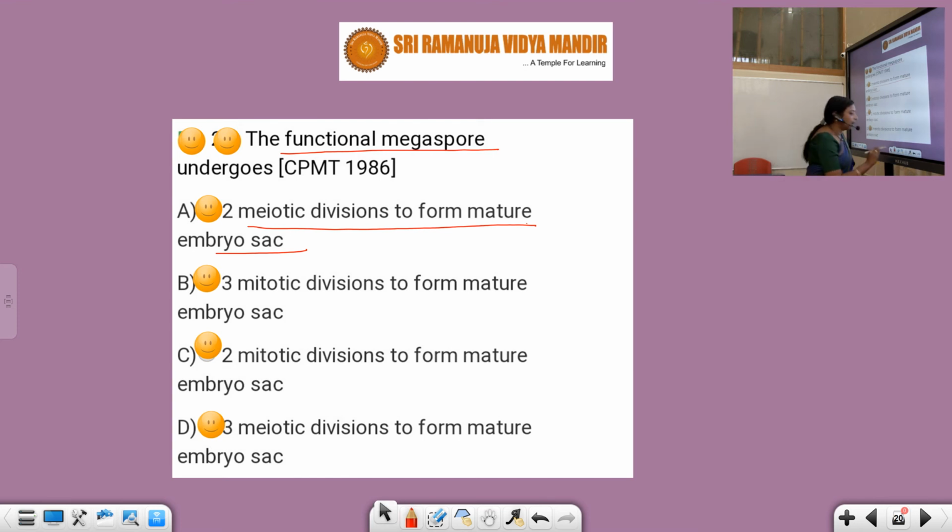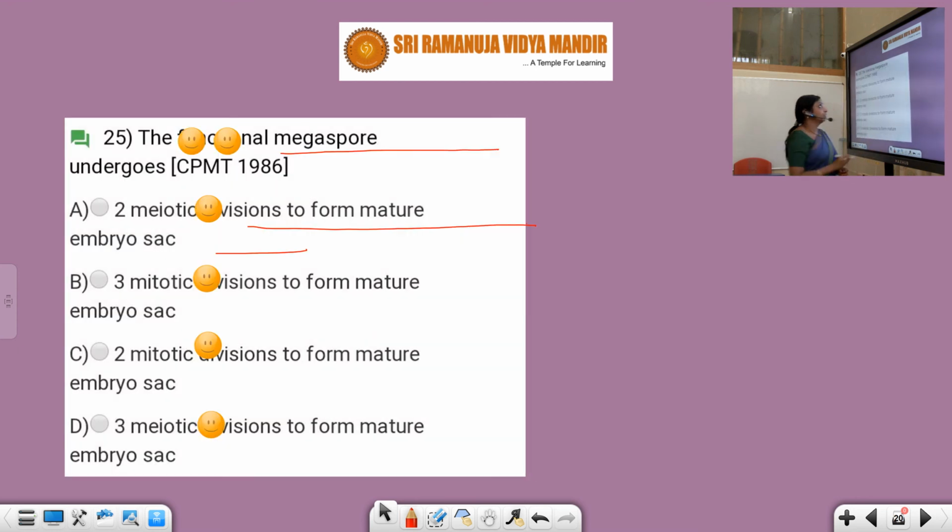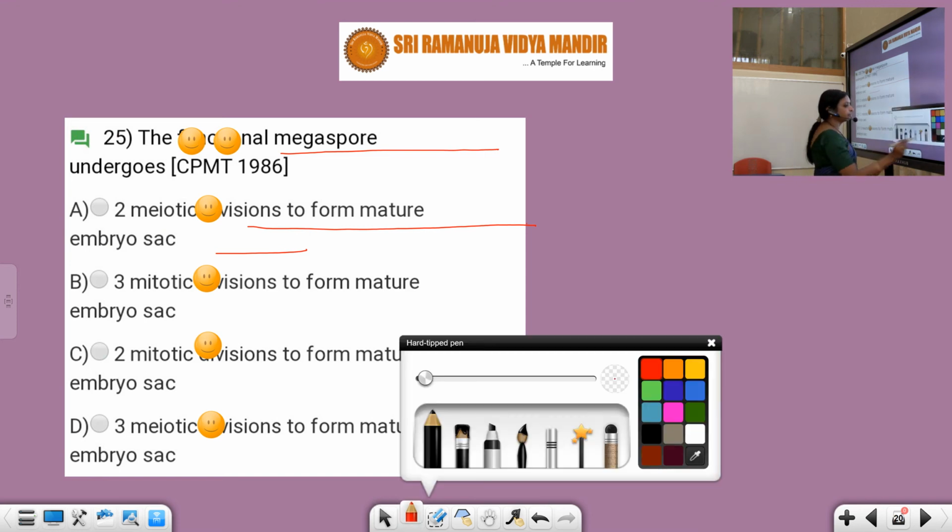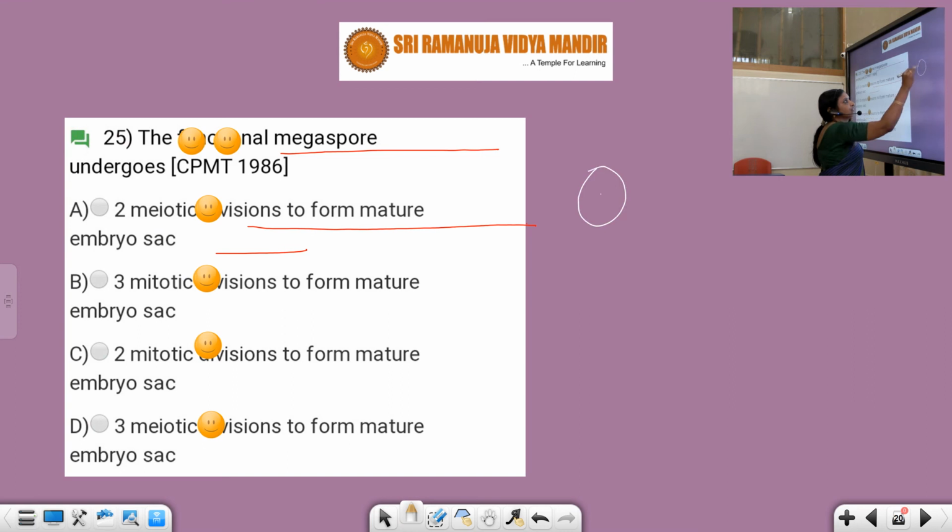So let's see how this functional megaspore forms the mature embryo sac structure. See, this is the functional megaspore. The megaspore mother cell undergoes meiotic division and forms a tetrad of megaspores. Out of 4, 3 degenerate and only 1 remains functional. How many mitotic divisions take place in this functional megaspore? Let's see. This is the first mitotic division.